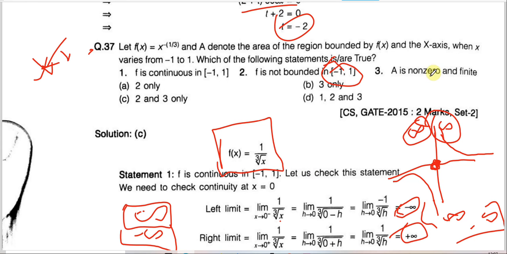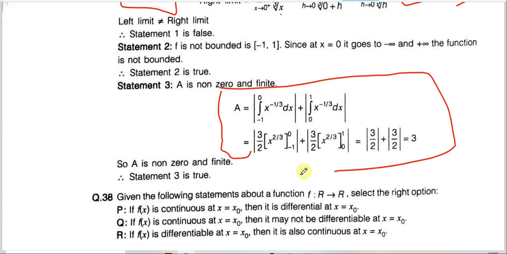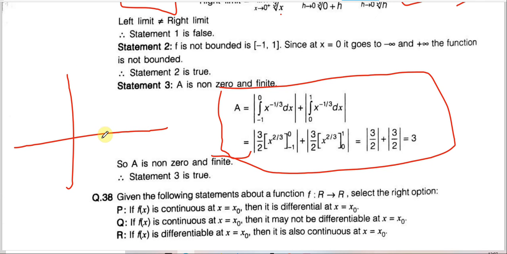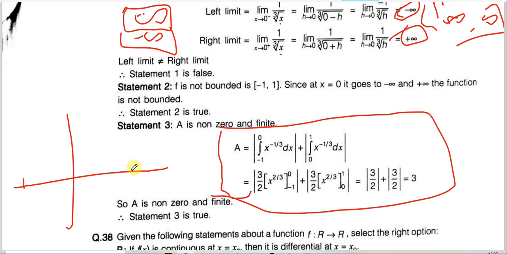A is non-zero and finite. A is the area bounded. So area bounded is non-zero and finite. But if you see, this function is asked from minus 1 to plus 1. So in minus 1 to plus 1 there is one discontinuity, so we have to find the area from minus 1 to 0 and from 0 to plus 1. This will be the graph under the x-axis.